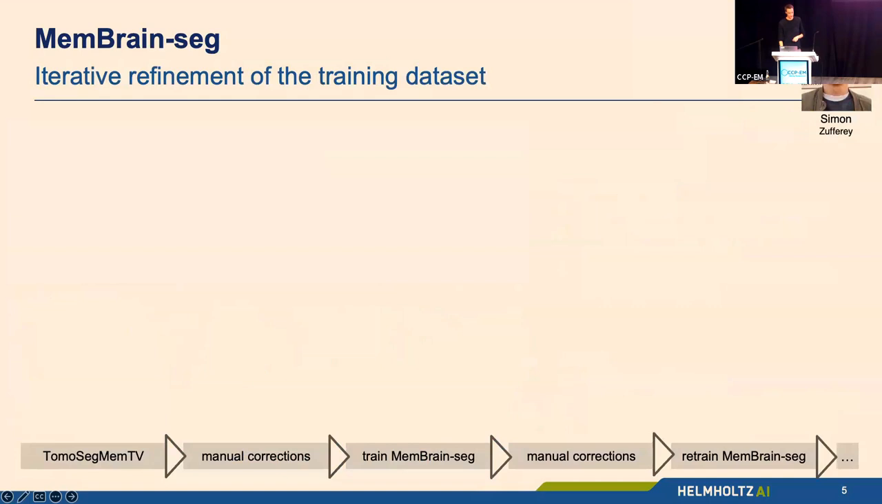So for the generation of the training data set, we followed a very iterative approach. We started with TomoSegMemTV, which gave us some reasonable membrane segmentations, but they were not as good as we would have liked them. So we manually corrected them and trained a first round of MemBrain-seg. Then we again predicted on some tomograms, extracted regions where the performance was bad, corrected again, and retrained. And iteratively, we got better and better and increased our training data set with that. So Simon up here, he did a great job with that.